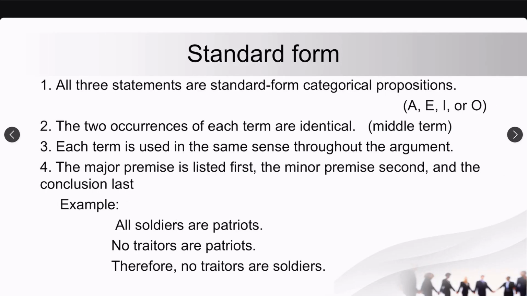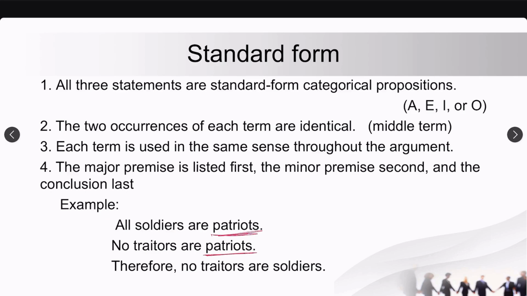Moving to the next point, what we have is standard form. Now in standard form, there are four important things which you have to follow. The first point is all three statements are standard form categorical propositions, meaning that जो भी आपके propositions है, premises and conclusion, that should be in categorical proposition form. The second one is the two occurrences of each term are identical. So यहाँ पे he is pointing out that we should have a middle term.